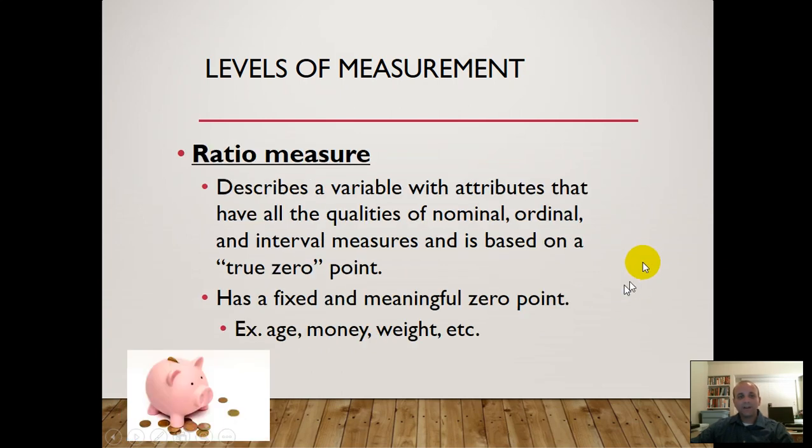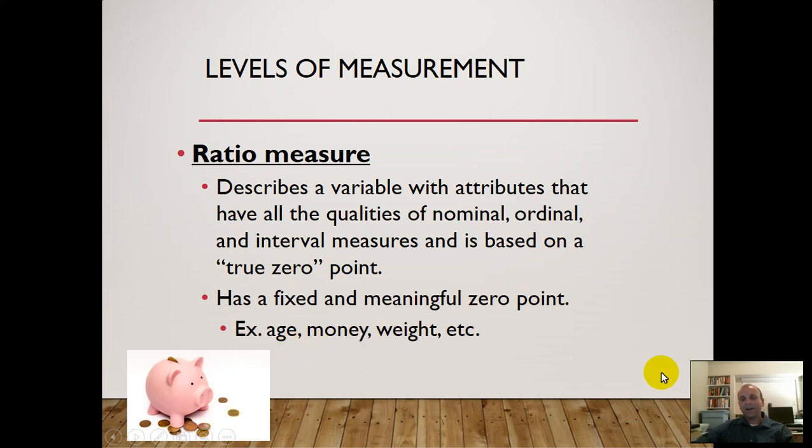Now, the final level of measurement is ratio. It describes a variable with attributes that have all the qualities of nominal, ordinal, and interval measures. So, there's equal distances between the levels assessed. The one unique thing of a ratio is it has a true zero, and that's why I think of ratio with an O, a true zero, if you're having to memorize this, okay? So it has a true 0 point, a fixed and meaningful 0 point. Examples could be age, money, weight, etc.